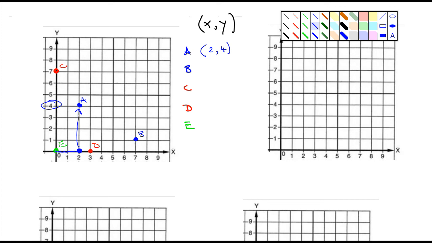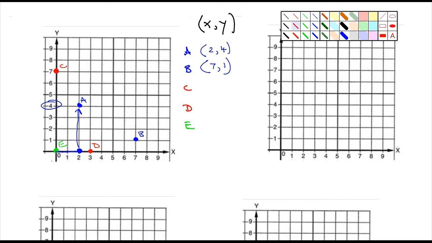So 2, 4 for A. What's B? Anybody know what B is? Well, you should by now. Okay, B, going along the X value, goes to 7, and then it goes up 1. So 7, 1 is B.